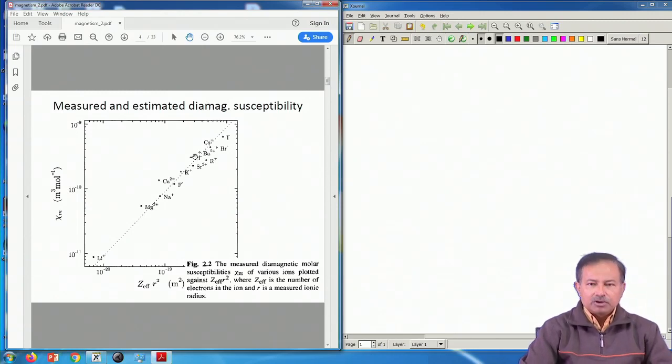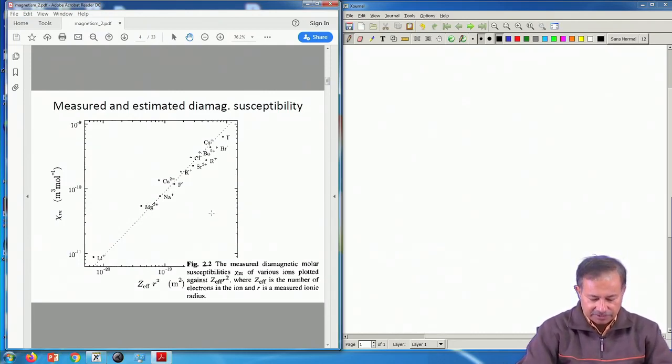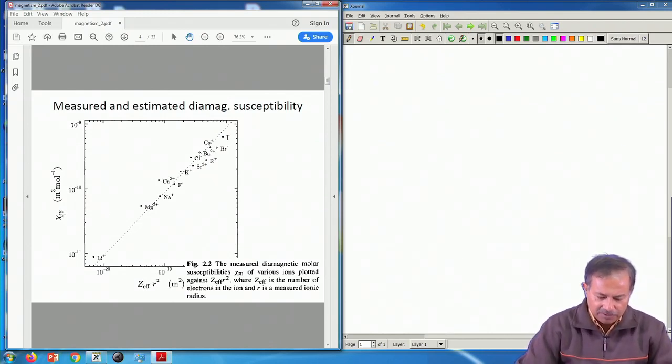So, these are some comparisons of the measured and estimated diamagnetic susceptibilities, and as you can see, the comparison is not too bad. Some molar susceptibilities are plotted versus their Z effective. That average quantity you can think of as Z effective. I mean, it is just an effective number of electrons in the ion.